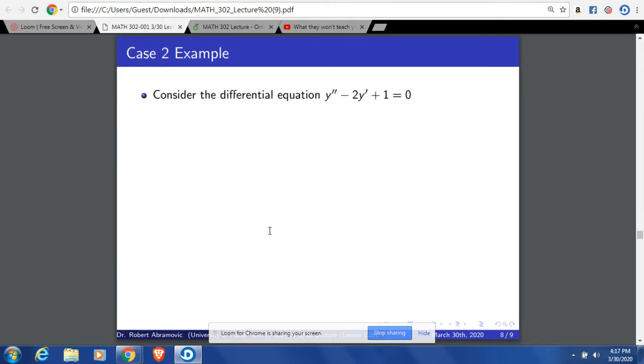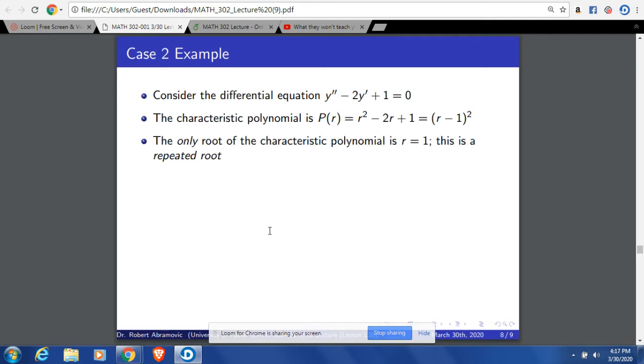Now let's look at something else that can happen, like case 2, where we don't have two distinct roots, we only have one repeated root. y double prime minus 2y prime plus y is 0. This characteristic polynomial is r squared minus 2r plus 1, which is (r minus 1) squared. The only root of this polynomial is r equals 1. This is a repeated root.